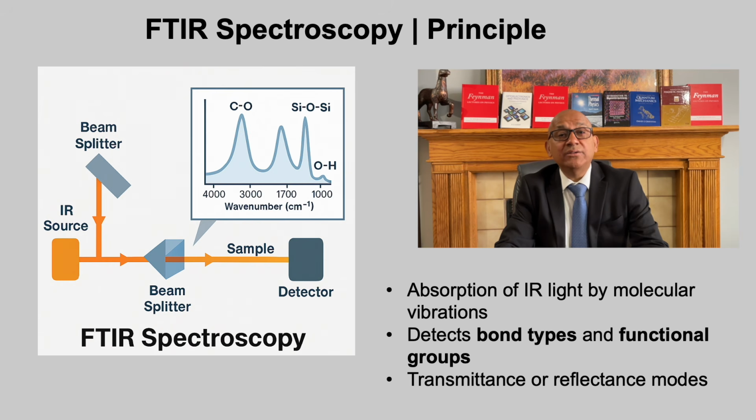For example, Si-O-Si stretching modes appear near 1100 cm⁻¹. The C=O bond appears at around 1700 cm⁻¹ and O-H near 3400 cm⁻¹. By recording transmittance or reflectance across wavelengths, we obtain a spectrum that directly reveals chemical bonding and surface functionality, critical for nanostructured oxides, polymers, and surface-modified nanoparticles.